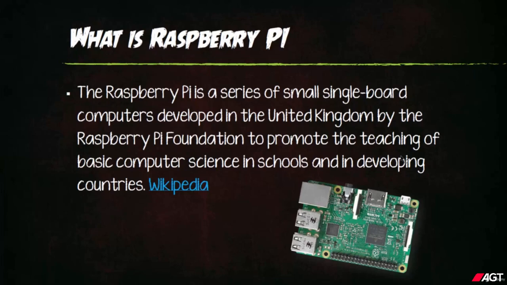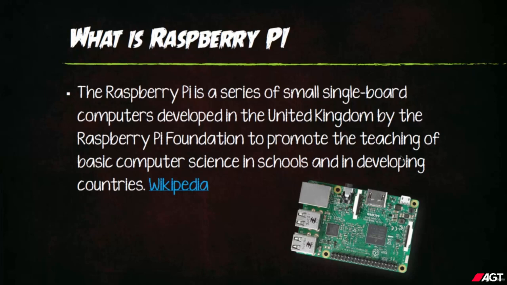So what is Raspberry Pi? The Raspberry Pi is a series of small single-board computers developed in the United Kingdom by the Raspberry Pi Foundation to promote the teaching of basic computer science in schools and in developing countries, right? This definition is from Wikipedia.